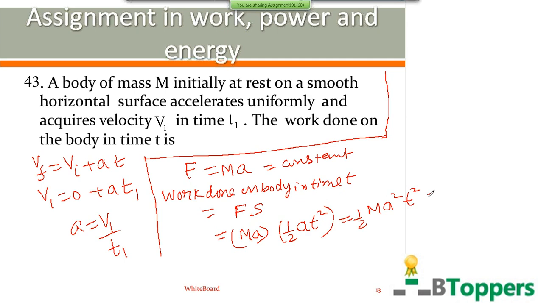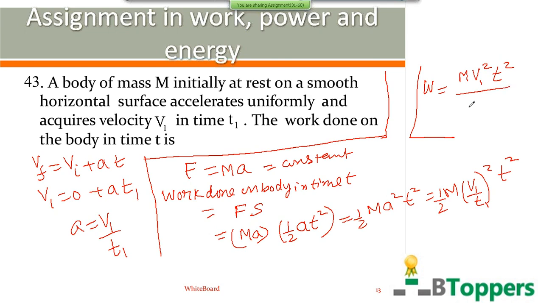Now I can substitute a = v1/t1. So the work done on the body in time t is m v1 squared t squared by 2 t1 squared. That's the answer. The same result will be used to answer the next question as well.